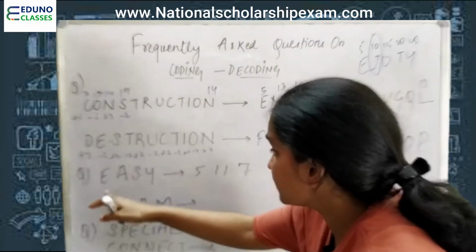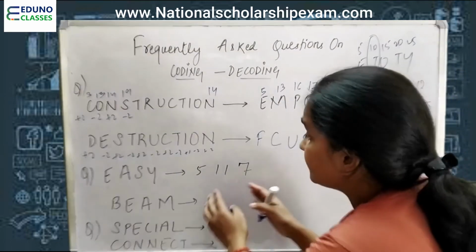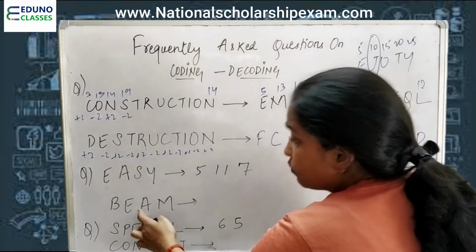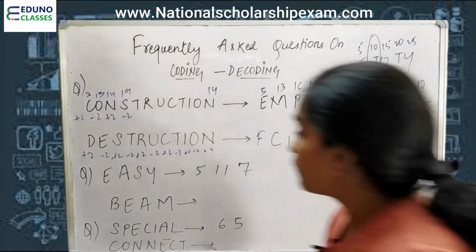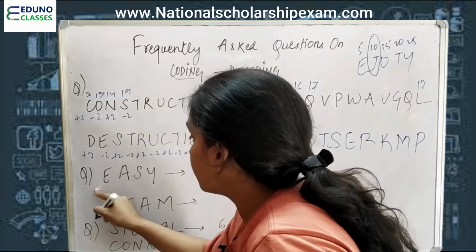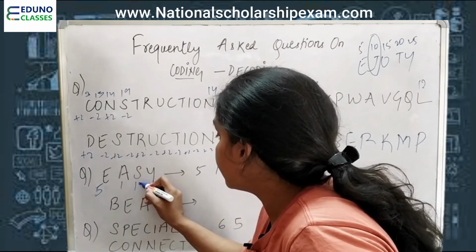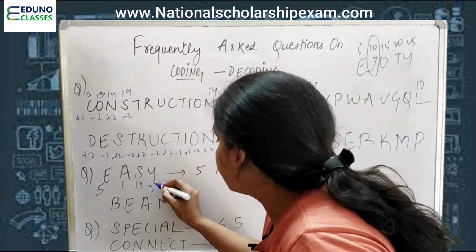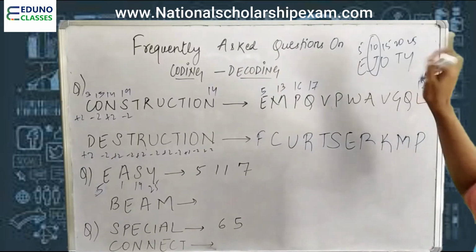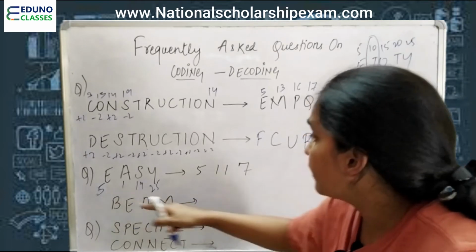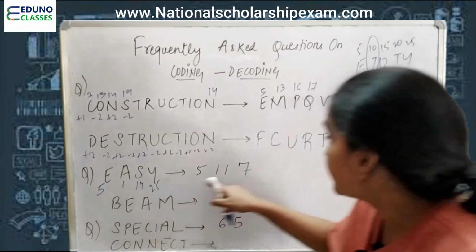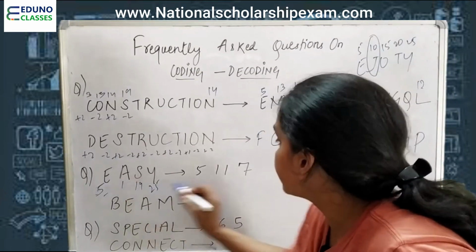Now the second type of question: easy. If the word easy is coded in this language, then what is the code for beam? What we have to do first is write it out. This we know is plus 5. This is 1, this is 19 and this is 25. Majority. So we went from 5. Here we have 5, here we have 1.